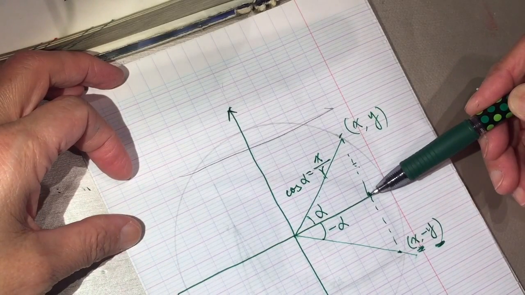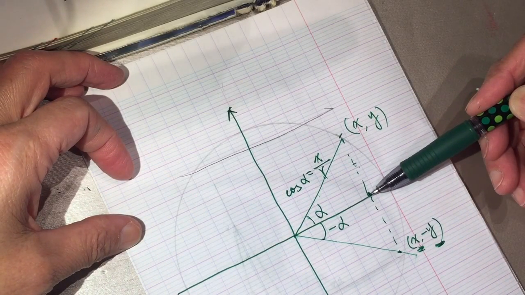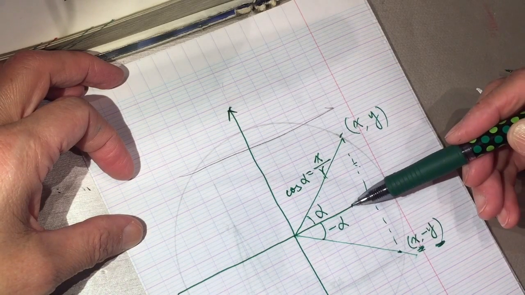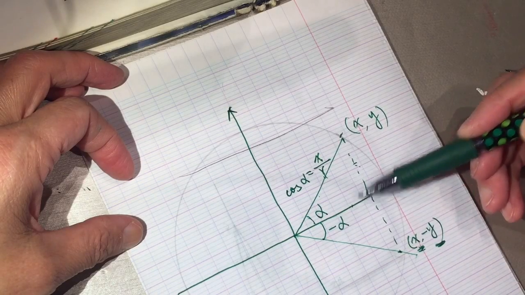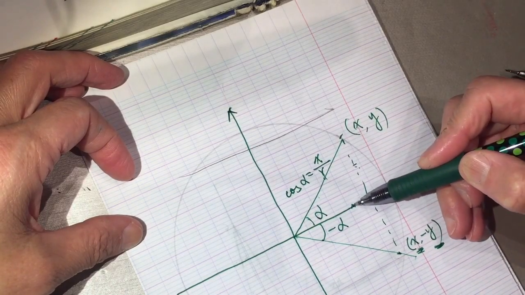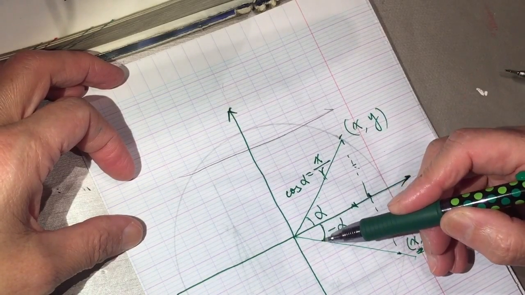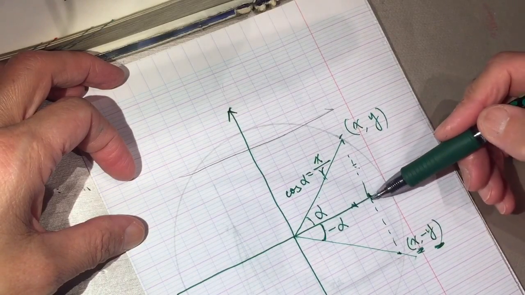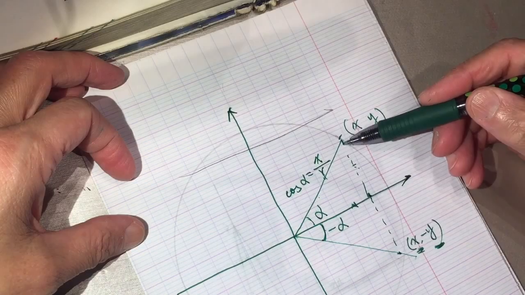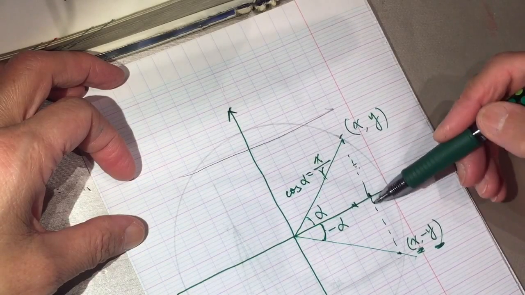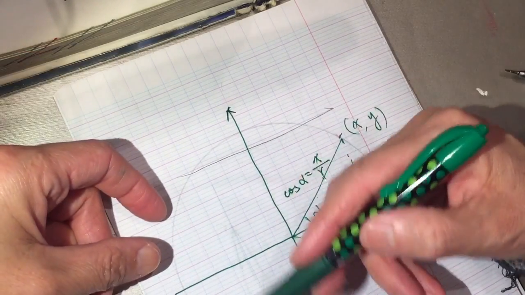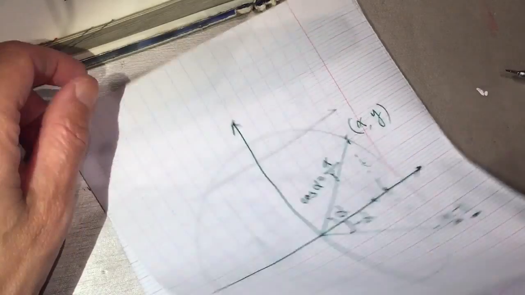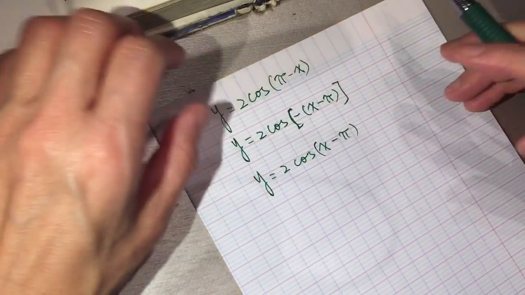No matter, cosine is x. So no matter if the angle is positive or negative, the value of x is always the same. I didn't explain it very well.